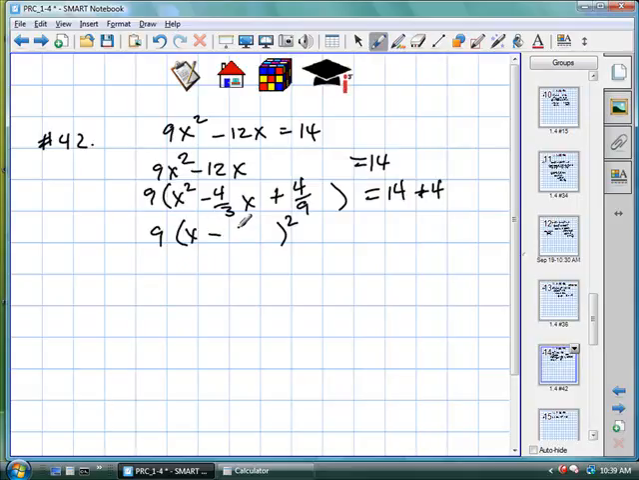Now let's get rid of the 9, divide both sides by 9. And now take both square roots. And then add 2/3 to both sides.